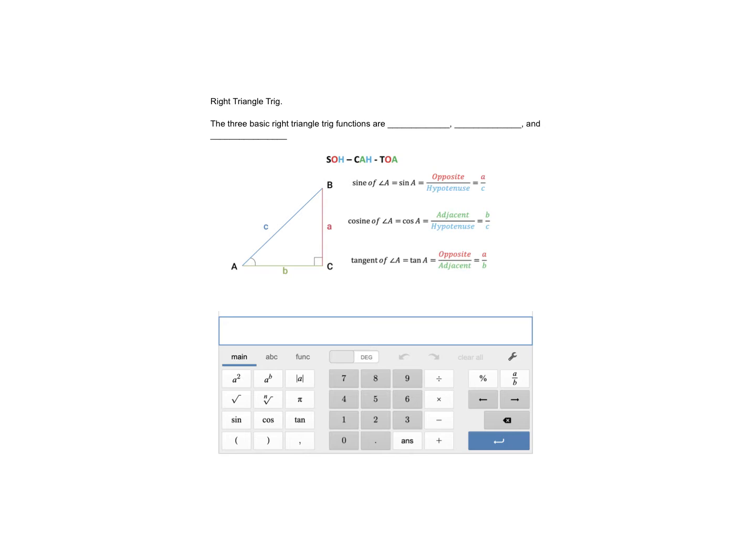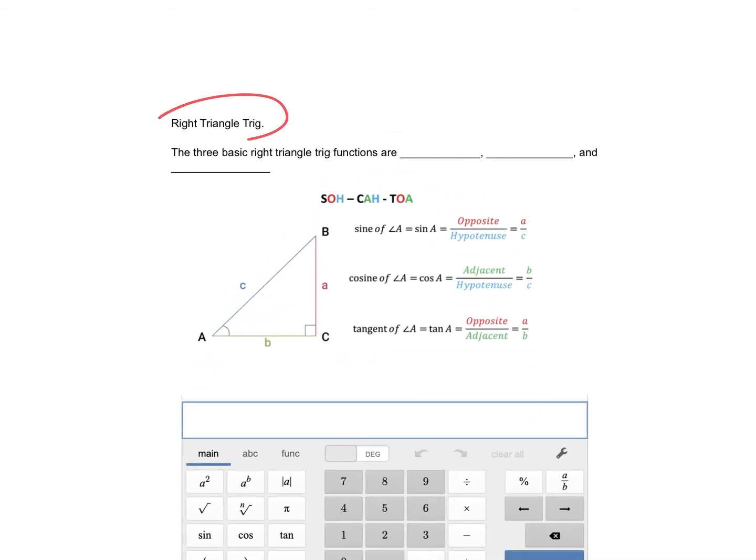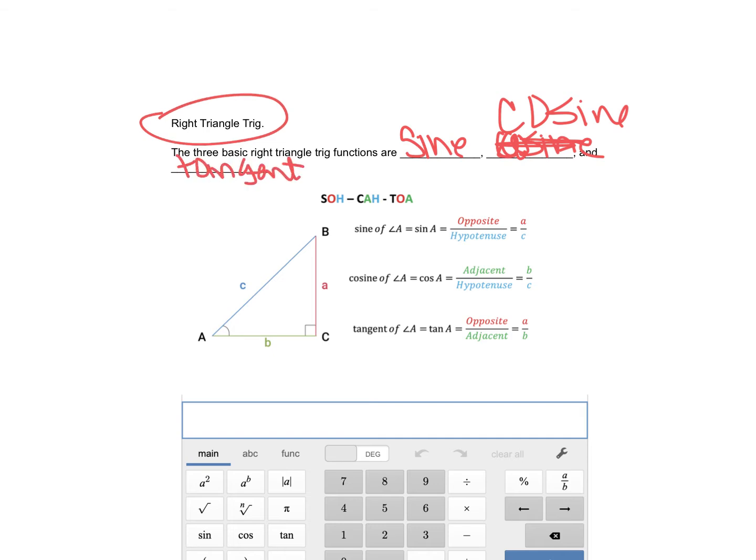Okay, so other than using the Pythagorean theorem with a right triangle, you can also use right triangle trig. Okay, trig is short for trigonometry, and there are 3 basic right triangle trig functions, which is sine, cosine, that should be a C-O, cosine, and tangent. Okay, and you can find side lengths and you can find angles using basic right triangle trig.